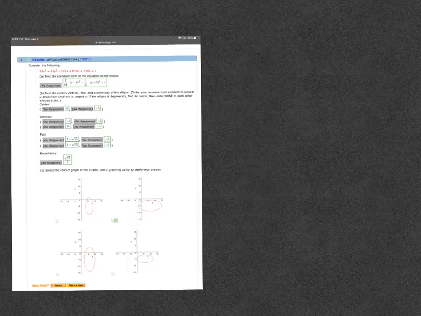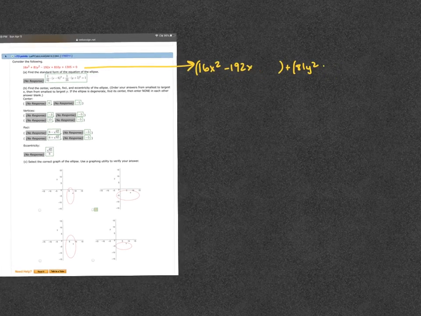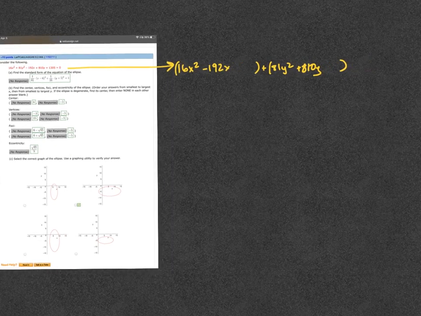Okay, so this is the quiz or homework question that came in, which a lot of you had something similar to this. These numbers were kind of big, so I probably won't be this mean to you on your quiz, but just keep in mind the process is the same. So this is definitely an ellipse. I have to group these: 16x squared minus 192x, and then 81y squared plus 810y. And then I'm going to bump the negative 1305 to the other side. Then I've got to take out the 16.